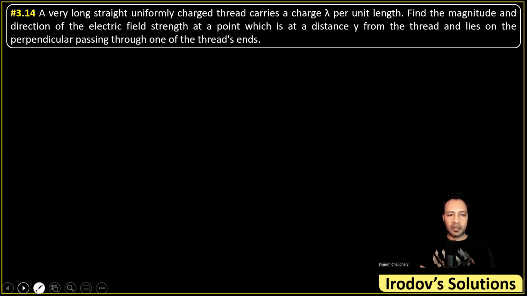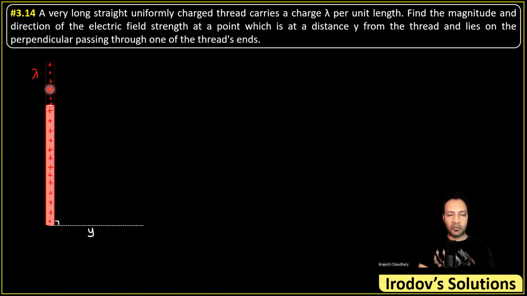So here is a diagram of the question. This is an infinite wire. Charge per unit length is lambda, and this is one end. At a distance y from here and perpendicular to the wire, we have to find the electric field in magnitude and direction. So this is what we call the semi-infinite uniformly charged wire.